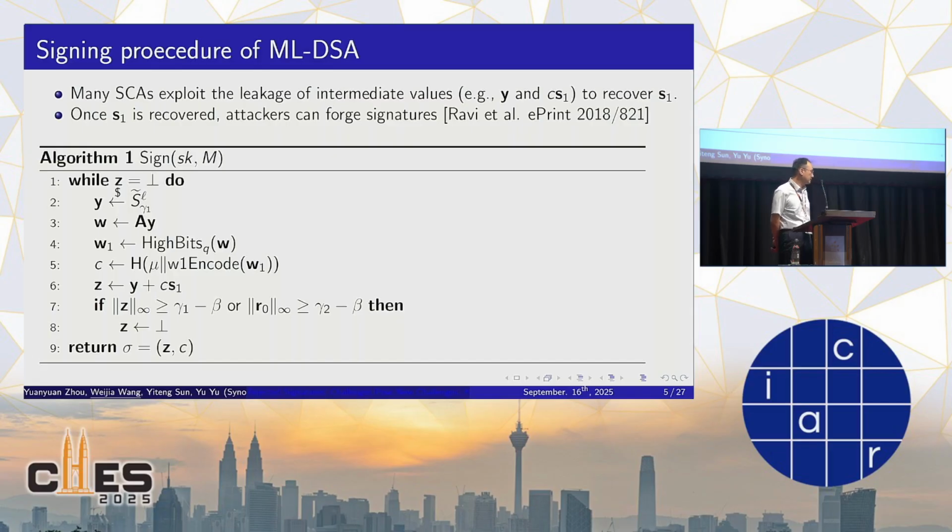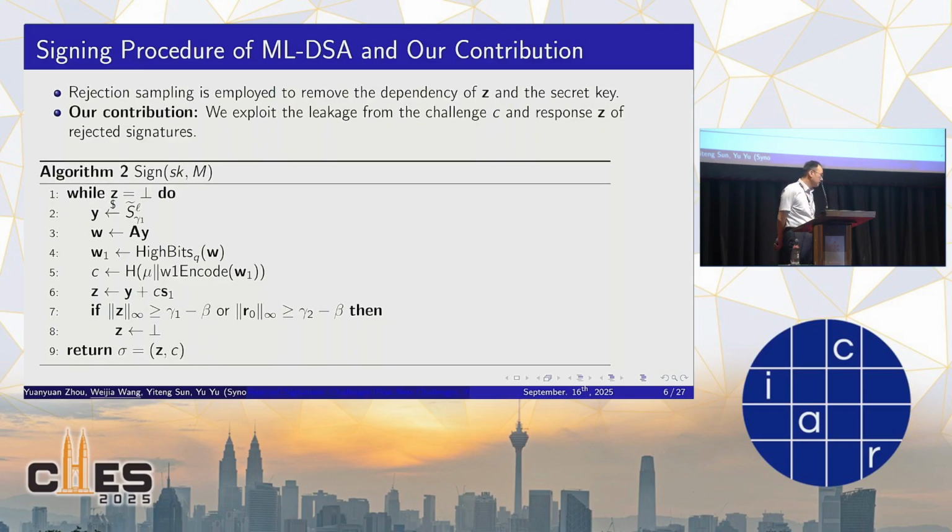And we can see that the sixth line is quite important, because many side channel attacks exploit the leakage of intermediate values of line 6, that is y or cs1, to recover the value of s1. Once the value of s1, which is part of the secret key, is recovered, attackers are able to directly forge the signatures.